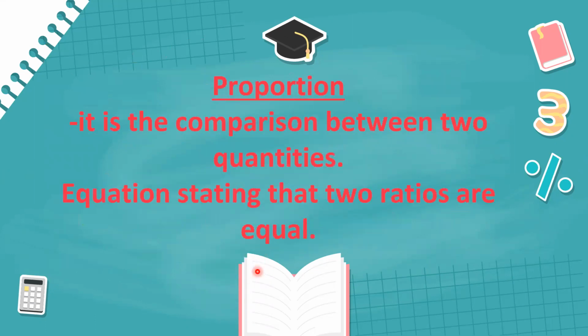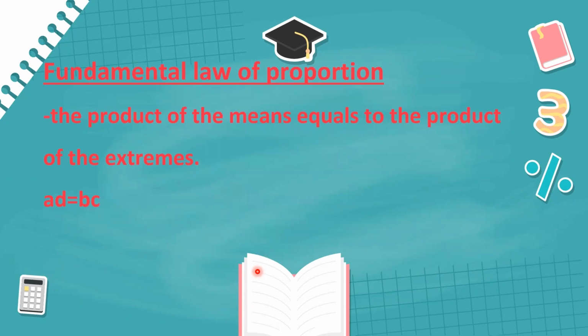Okay, proportion. A proportion is a comparison between two quantities. It is an equation stating that two ratios are equal. So we have here the fundamental law of proportion. The product of the means equals the product of the extremes. So we have here AD equals BC. So let's see, A is to B equals C is to D.